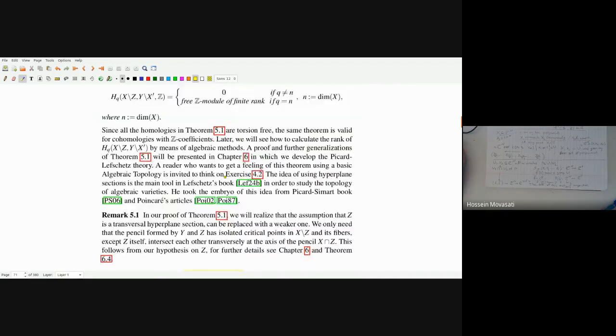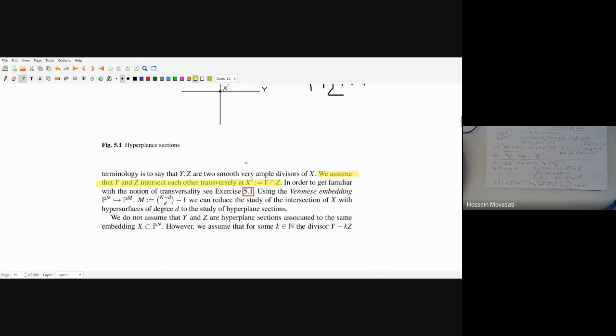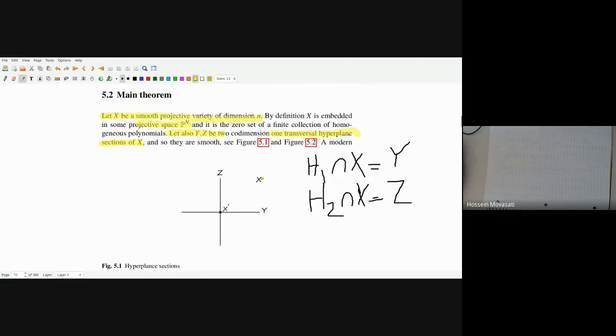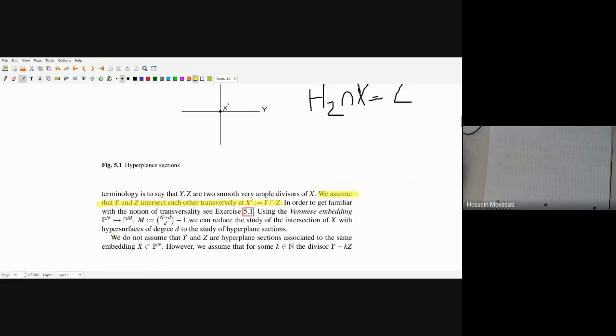Okay, so I need this situation. And one thing that during this Hodge theory study I will not need: maybe we do not assume that Y and Z are hyperplane sections associated to the same embedding. Let me explain this one, and this is actually the small contribution that I had to make in this book. As I said, our main theory in this lecture is kind of historical. But anyway, I had to make this small modification in order to be able to apply it in many different situations. For this reason, maybe let's recall the Veronese embedding.